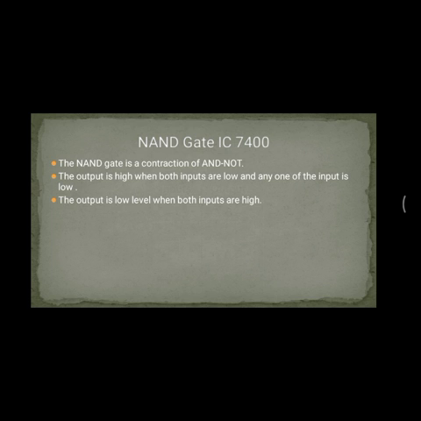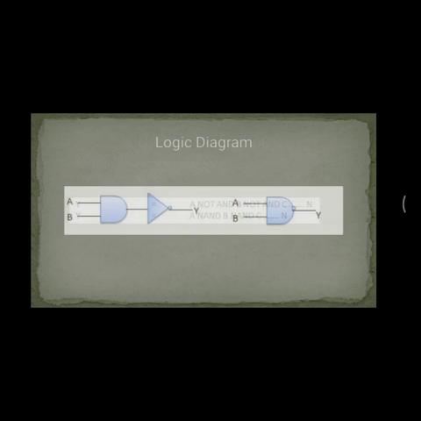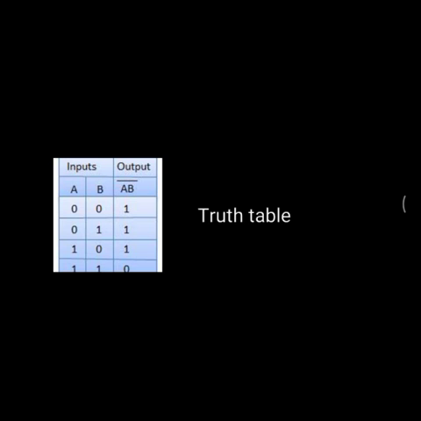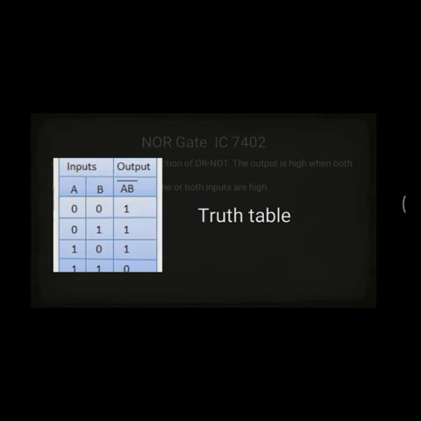Next we are going to see a derivative gate, that is the NAND gate. The NAND gate is a contraction of AND and NOT. The output is high when any one of the inputs is low. The output is low level when both inputs are high. This is an example of a NAND gate. This is the logic diagram of a NAND gate. This is the truth table of a NAND gate.